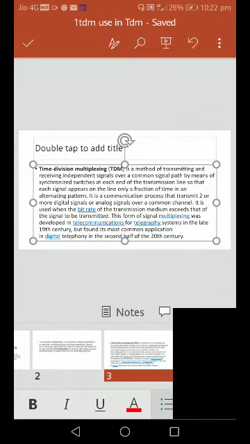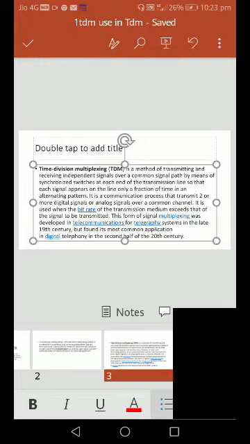It is used when the bitrate of the transmission medium exceeds that of the signal to be transmitted. Bitrate can be calculated as n into f_s. f_s is the sampling frequency of the signal. N is the number of bits to be transmitted, that is the bandwidth of any device. Then the transmission medium exceeds that of the signals to be transmitted.